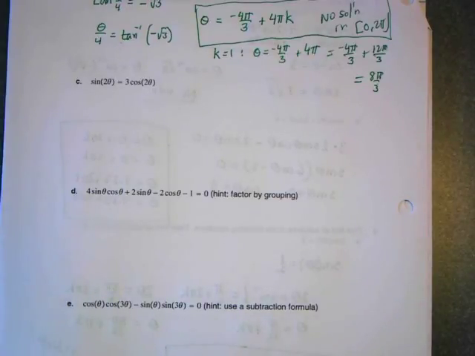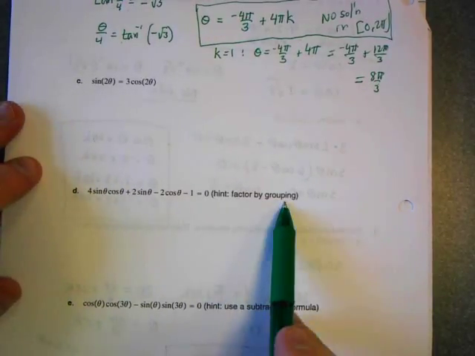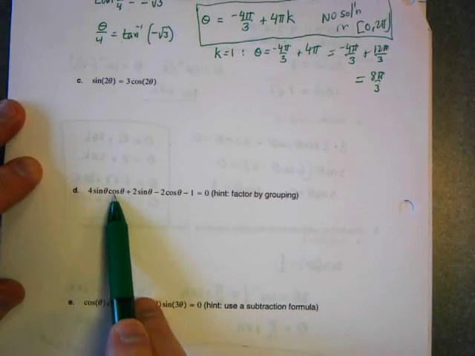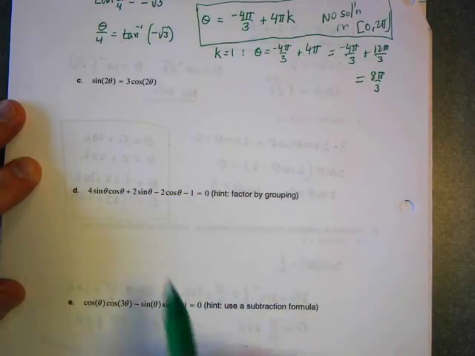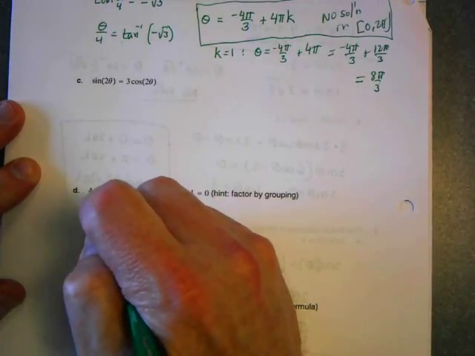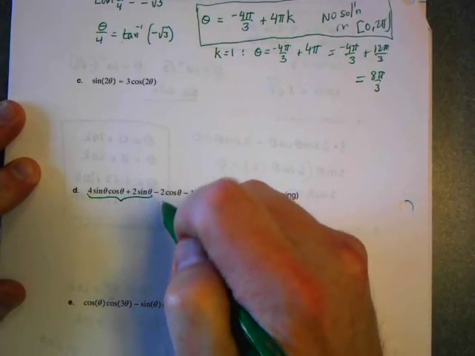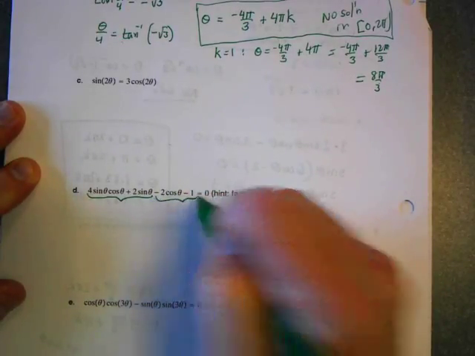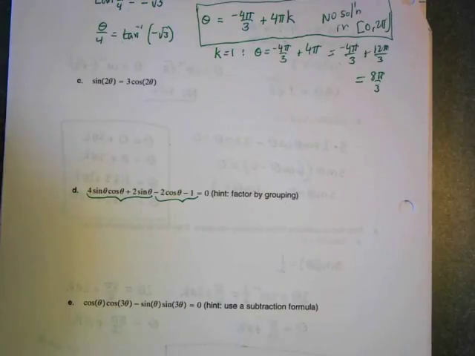Hint, factor by grouping. I did say that. What do I mean by that? That you will factor out 4 sine theta plus 2 sine theta, and then factor separately 2 cosine theta less 1. All right, so factor by grouping is a technique that quite often works when you have 4 pieces: 1, 2, 3, 4. When I say factor by grouping, what I mean is put the first 2 together and then put the second 2 together. That's exactly what you just said. Yes, it is. I wasn't sure everybody heard you, though.